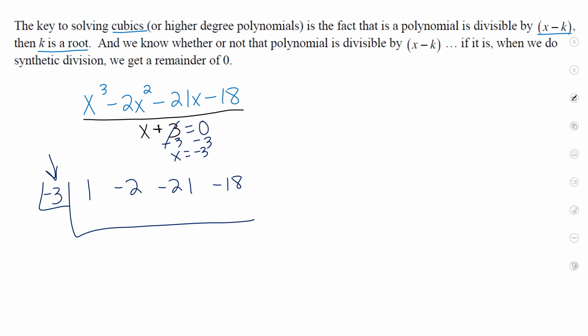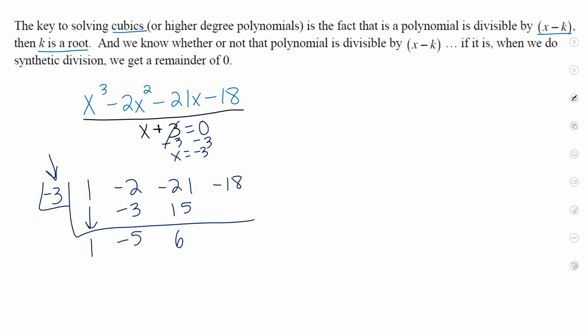How do I know if it's a solution or not? What will I end up with? A remainder of 0, exactly. So let's try it. We bring down the first coefficient. We're going to multiply. -3 times 1 is -3, and then we add to get -5. We're going to multiply again. -3 times -5 is 15, and then we add to get 6.